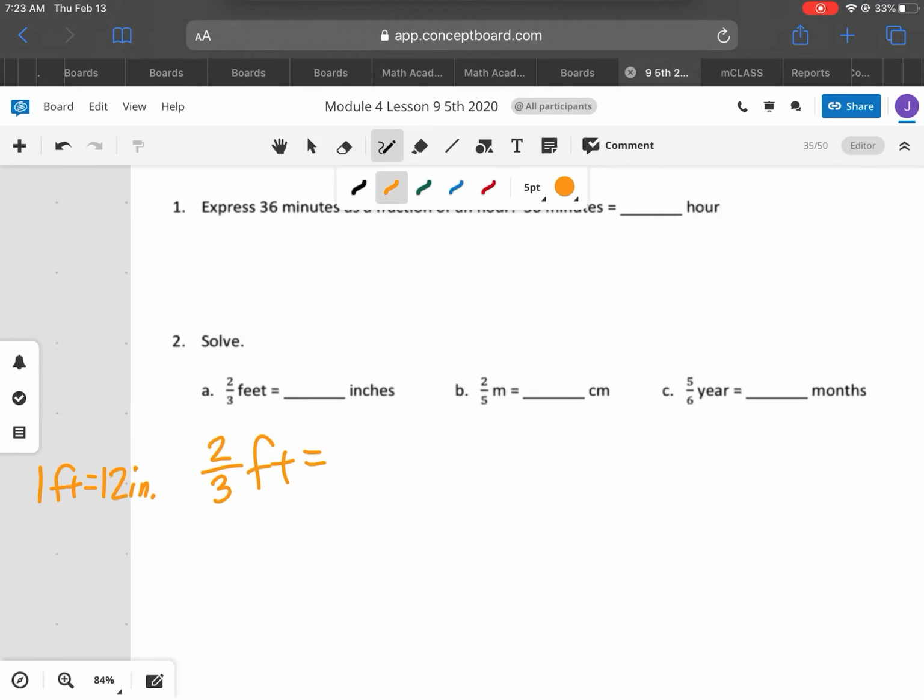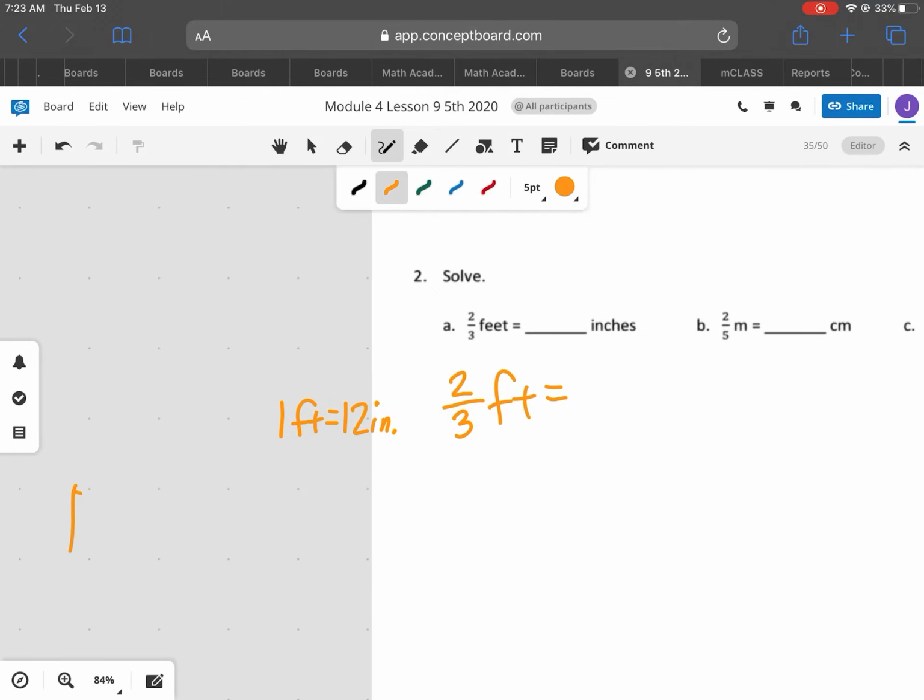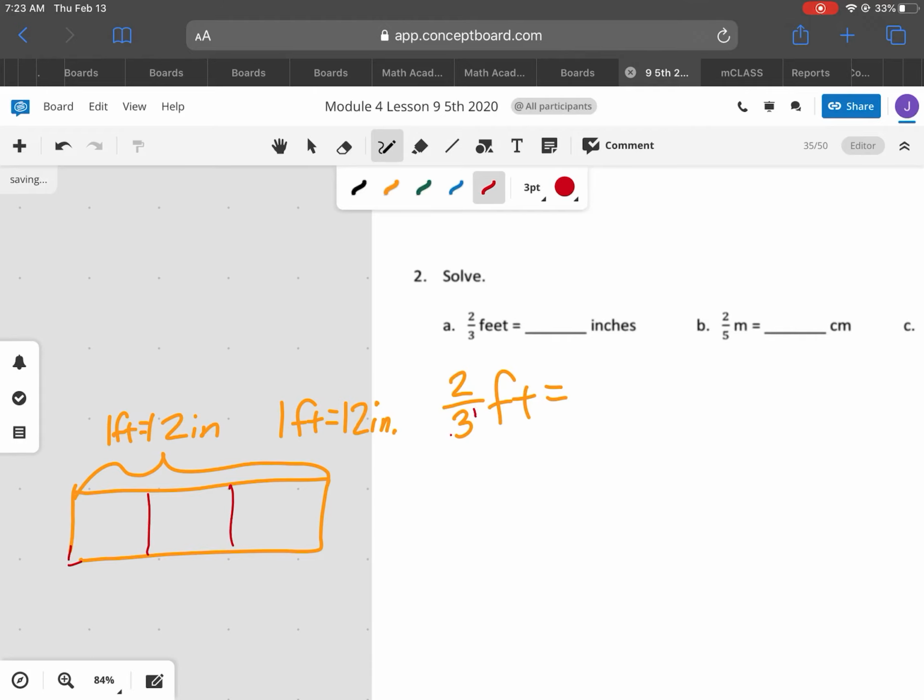So we're going to show it first. I'm going to show it as a tape diagram. So this is 1 foot, which is equal to 12 inches. And we need to cut it into thirds. How do I know thirds? Well, right here, this is my thirds. And we're looking for how much 2/3 of that would be.